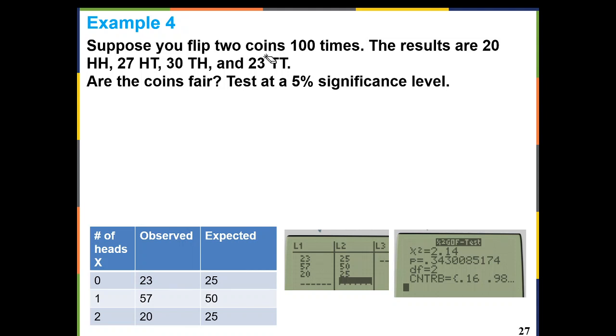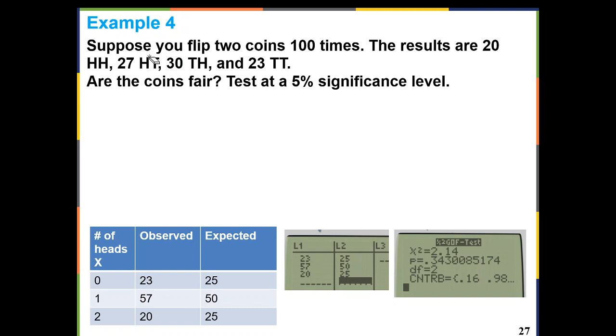All right, suppose you flip 2 coins 100 times. The results are 20 HH, 27 HT, 30 TH, and 23 TT. Are the coins fair? Test at 5%. Now, if the coins are fair coins, you know every one of those has the same probability of occurring, right? So that means we were supposed to get 25 of this out of 100, right? They did it 100 times. We are supposed to get 25 of these, 25 of these, 25 of these, and 25 of these.